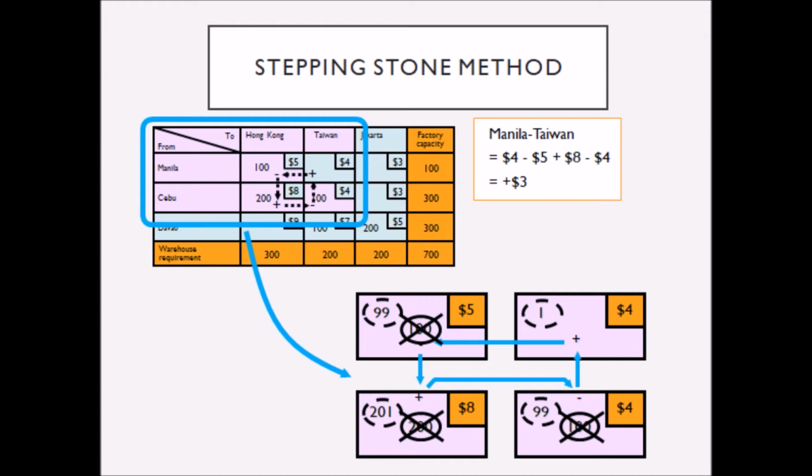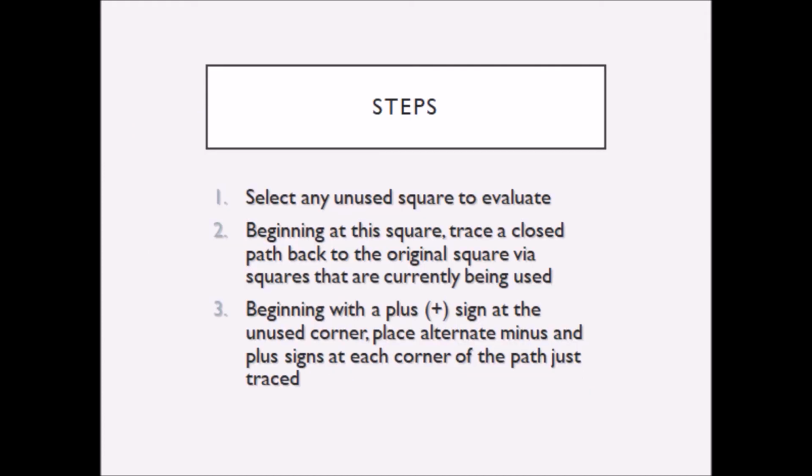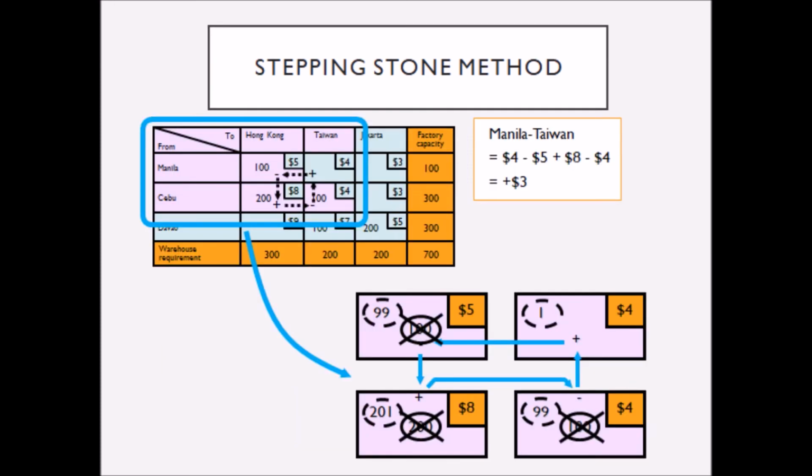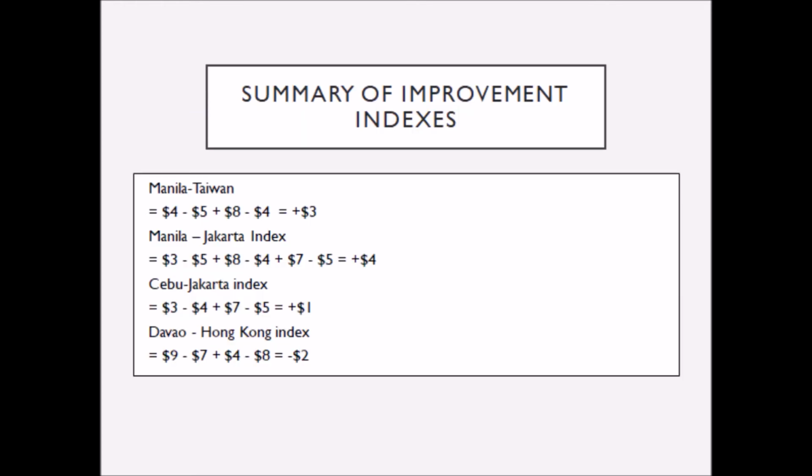From that, we apply step 2 with the alternate plus and minus signs, wherein the unused box will have a plus sign and alternate until it goes back to the unused box. So for that segment, we have an improvement index of plus $3. And we repeat the process for the other boxes until all of them have been filled up. So here is the summary of improvement indexes.